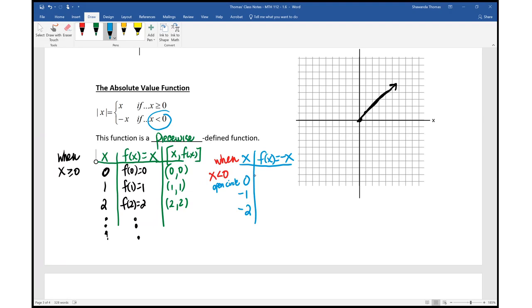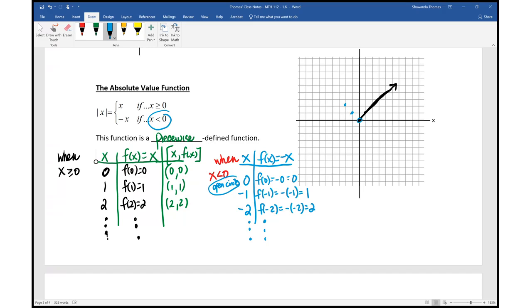So we plug in 0 into f of 0, we get negative 0, which is 0, because 0 is neither negative or positive. F of negative 1 would be negative of a negative 1, which is positive 1. F of negative 2 would be negative of a negative 2, which is positive 2, and it goes on and on. All right, let's plot it. We got 0, 0. But remember, that's an open circle right there. And then you have negative 1, 1, and then negative 2, 2.